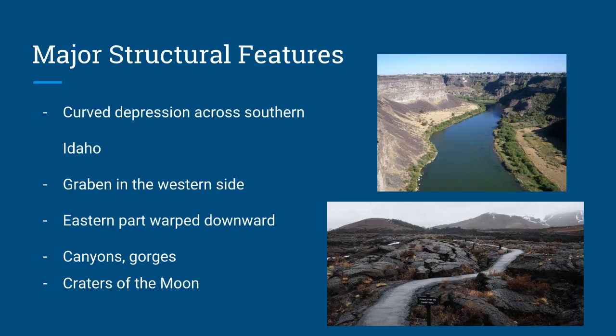The Snake River Plain is typically divided into western, eastern, and central sections. The major feature of the Snake River Basin is an arced or curved depression across southern Idaho, taking up a quarter of the state. The western portion of this province is in a graben or rift valley that runs for about 30 to 43 miles.